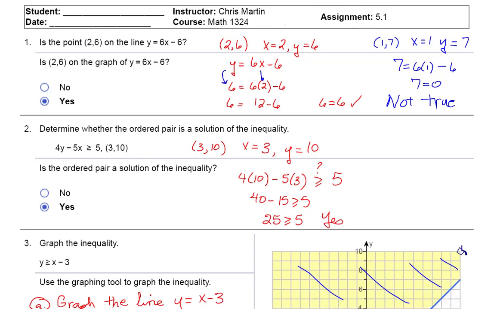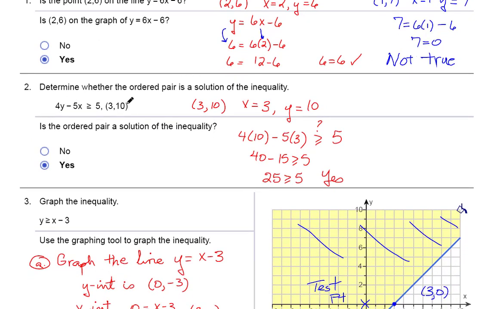In question 2, we have a point, and we want to know if the point satisfies this inequality that has both y and x in it. So let's see, 3, 10, x is 3, y is 10. So let's see, 4 times 10 minus 5 times the x, which is 3. We want to know, is that greater than or equal to 5? Let's see, 40 minus 15, that's 25. Is 25 greater than or equal to 5? Yes, that is true.